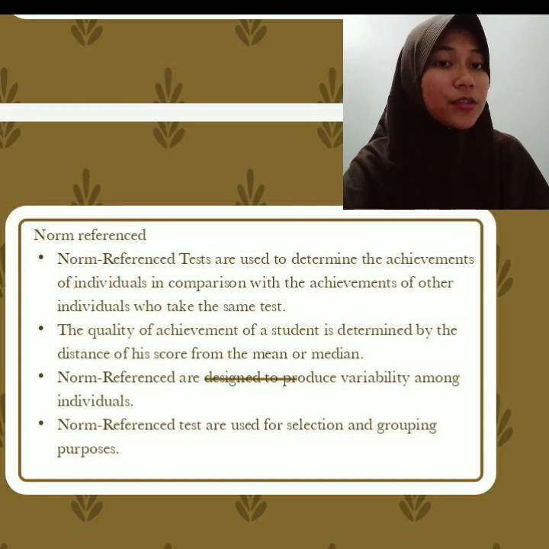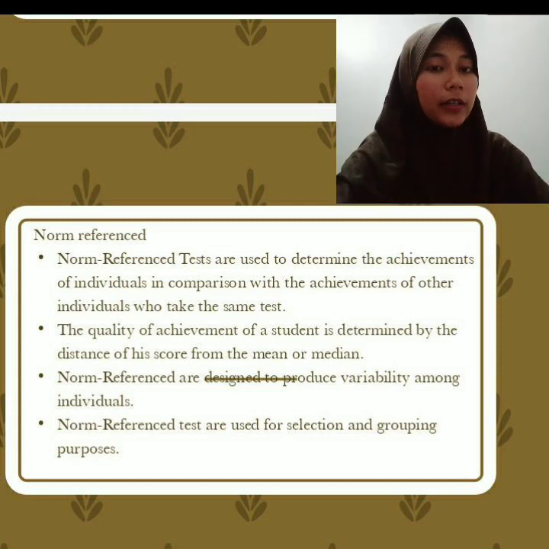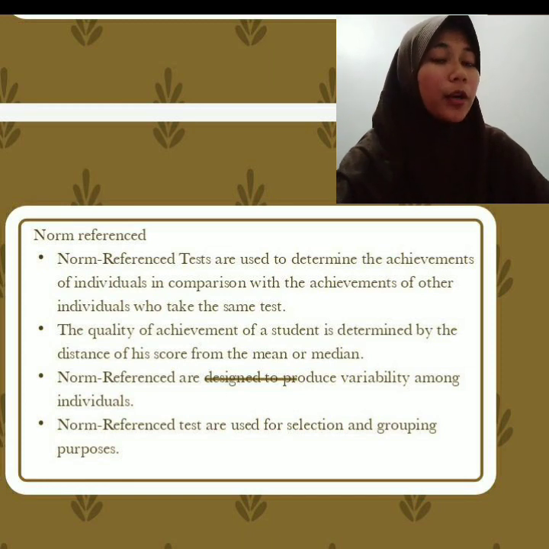The first one is norm reference. Norm reference tests are used to determine the achievements of individuals in comparison with the achievements of the individuals who take the same test. Okay, the second, the quality of achievement of a student is determined by the distance of his score from the mean or median.